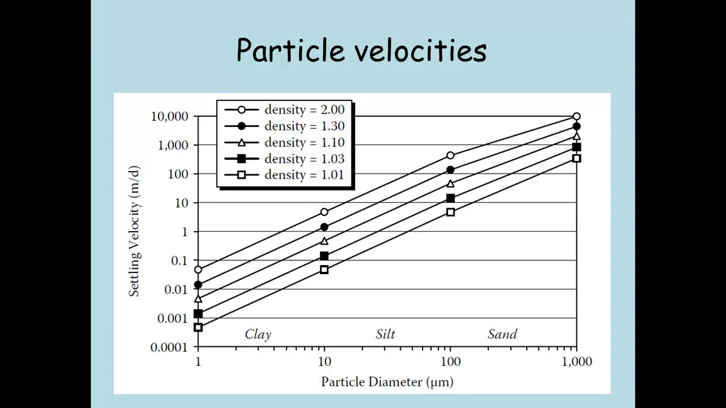The relationship between particle diameter and settling velocity is shown here, where the density of individual particles is plotted as one of the variables in determining it. And so clay size, silt size, sand size particles, we can see that the larger the particle diameter, the faster the settling velocity, and of course the more dense the particle is, the faster the particle is going to settle.